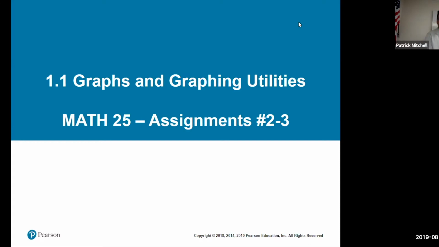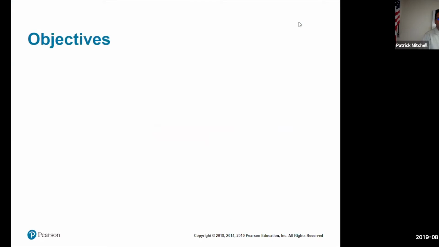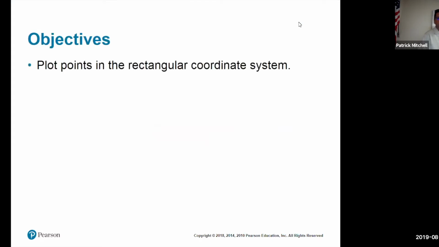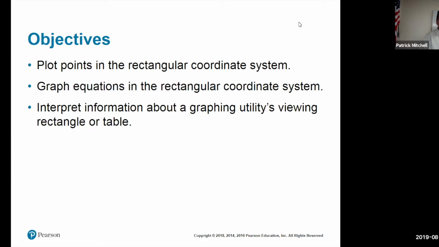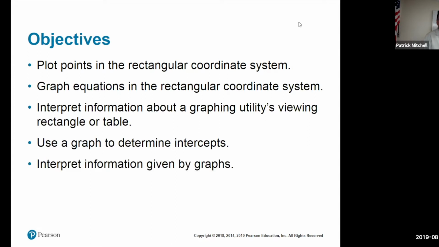Okay, so our objectives in this section: we're going to review plotting points in the rectangular coordinate system. That's something that I'm sure you've done before. Graphing equations in the rectangular coordinate system, you've done that before. Most of the stuff in this section you have probably done before, but it's not a bad idea to review it at the beginning of a new semester. It's maybe been a long summer or a long winter break, depending on when you're watching this. So these, I think, are all of our objectives.